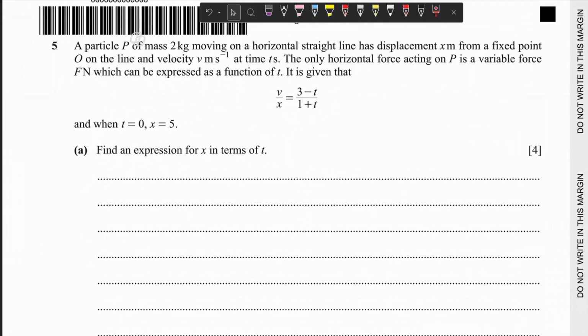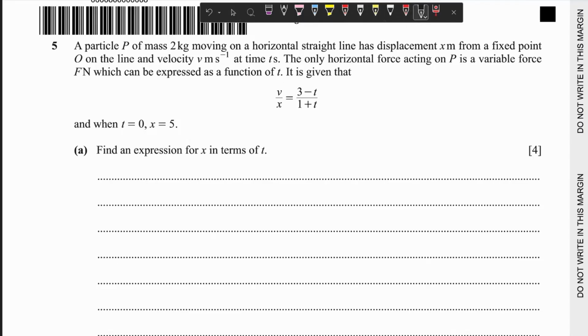Question number 5. So on question 5, it says a particle P of mass 2 kilograms moving on a horizontal straight line has displacement x meters from a fixed point O on the line and velocity v meters per second at time t seconds. The only horizontal force acting on P is a variable force F newtons, which can be expressed as a function of t. It is given that v over x is equal to 3 minus t over 1 plus t, and when t is 0, x is equal to 5. So on part A, find an expression for x in terms of t.